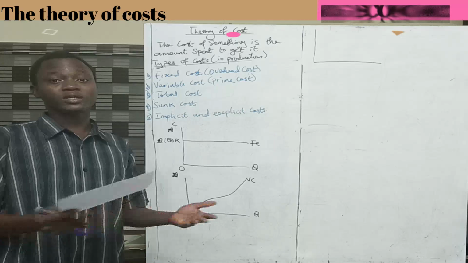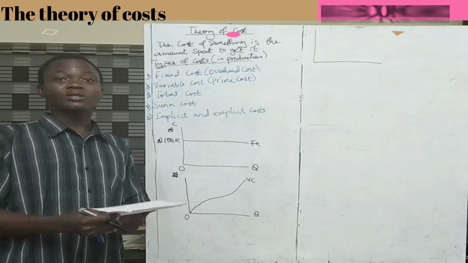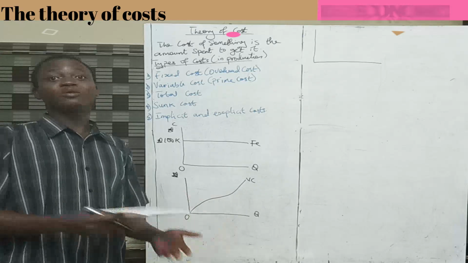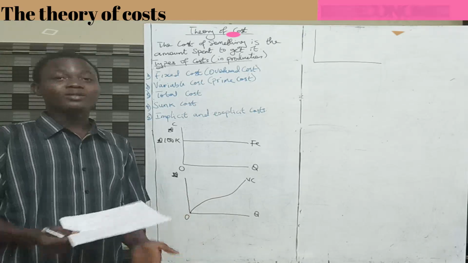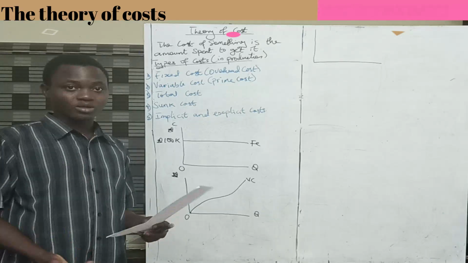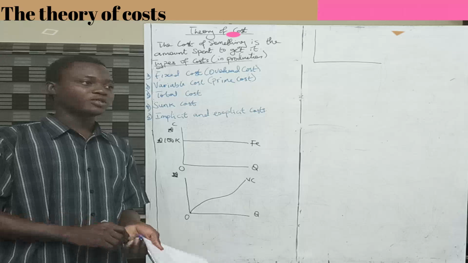So it doesn't change. And if I intended to use the phone to record classes and I've not recorded the classes, the cost is still 100,000. So it doesn't change with the level of output. So that's just how fixed cost is.